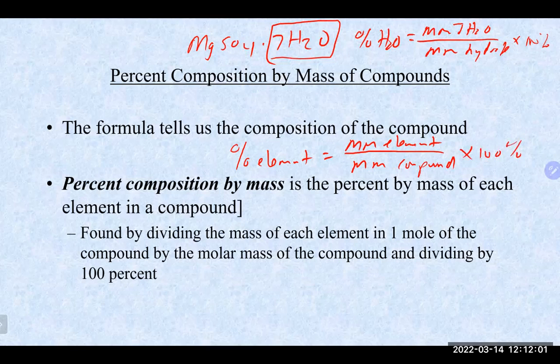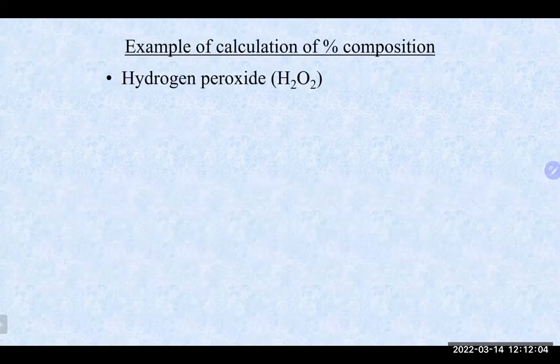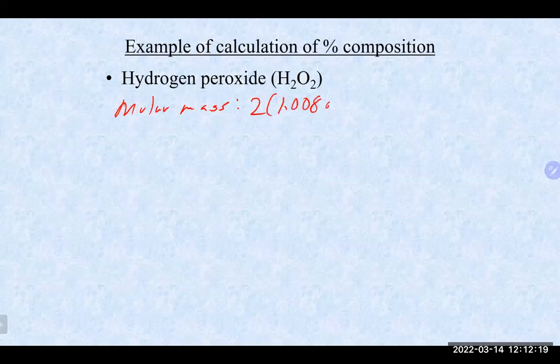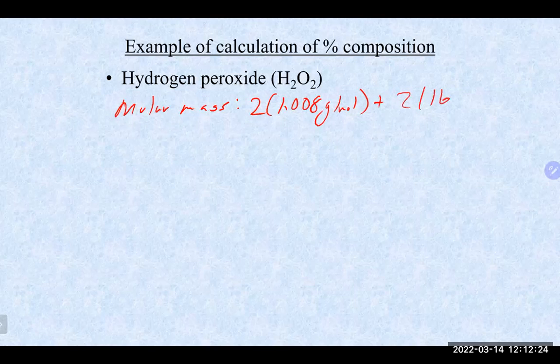So if we take a look at one here, like hydrogen peroxide, the first thing that we would want to do is calculate the molar mass of hydrogen peroxide. Like we were talking about earlier, there are 2 hydrogens from the periodic table, 1.008 for each hydrogen, plus 2 times 16, which is the molar mass from the periodic table for oxygen. That would give us a molar mass for hydrogen peroxide of 34.02 grams per mole.